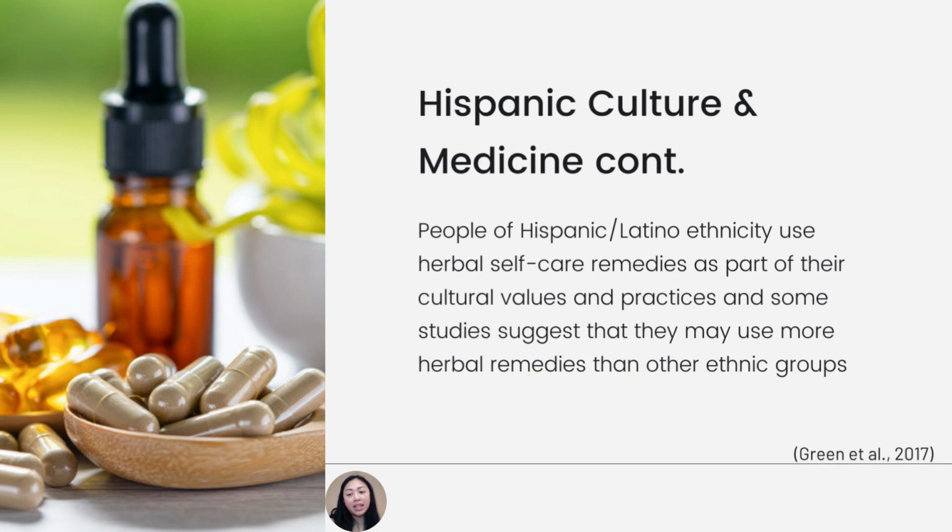Approximately 88.8% of Hispanic women reported using herbal remedies, and people of Hispanic Latino ethnicity use herbal remedies for self-care as part of their cultural values and practices. Some studies suggest that they may use more herbal remedies than other ethnic groups. Additionally, Hispanic women were more likely to report the use of prayers for general health, and that was 93.5% of Hispanic women.